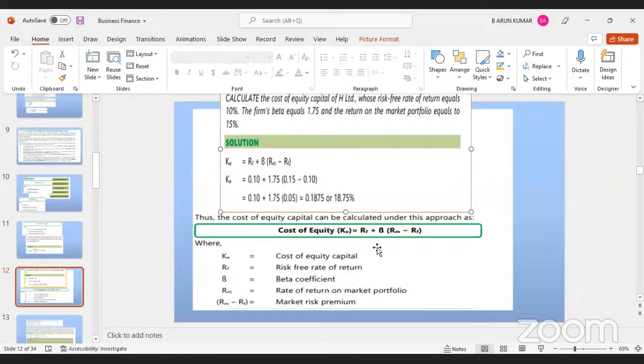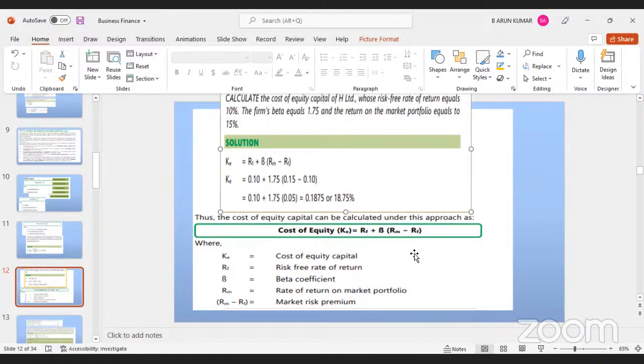Okay, this is the CAPM model. In this CAPM model, cost of equity is RF plus beta into (RM minus RF). This is the formula. RF is the risk free rate. Risk free means the investor or customer is not taking any risk regarding getting returns. Beta is the risk, how much risk we are taking. Beta explains the risk factor. RM is the return on market.